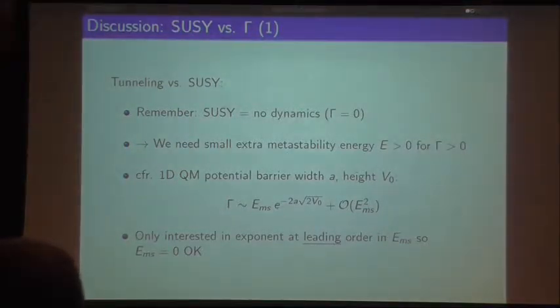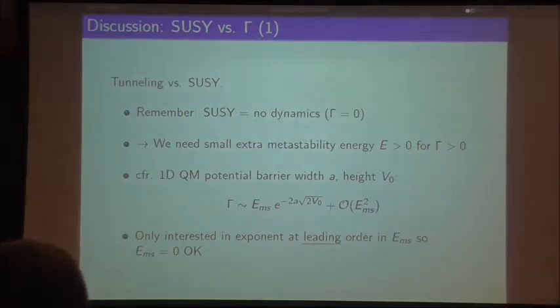And in principle, you should need an extra bit of energy that you add to go above supersymmetry to get a non-trivial tunneling amplitude. Now, this is entirely true, but let me again bring up this one-dimensional quantum particle in a potential barrier. What happens when you expand the tunneling amplitude for this case in powers of the energy above 0 is that you see that it's linear in this energy, but the exponent does not depend on the energy.